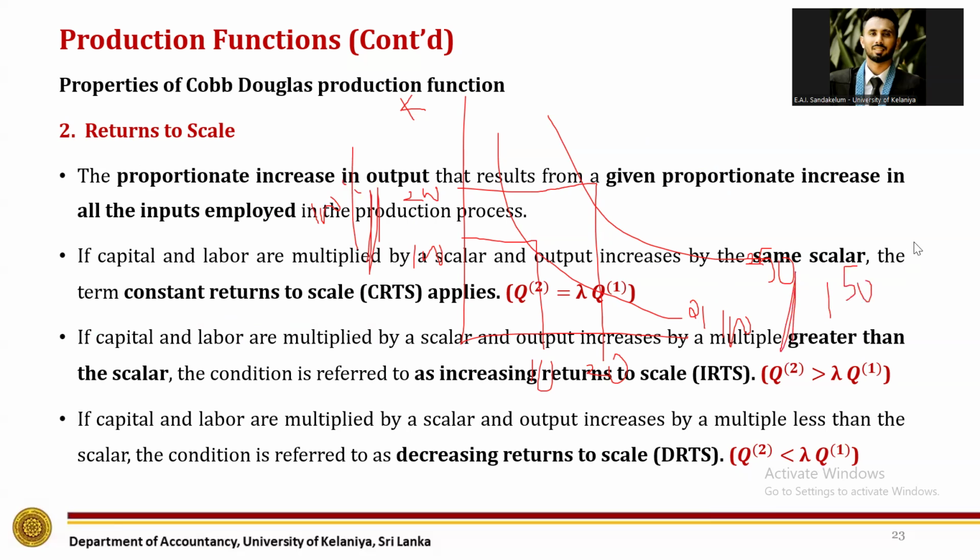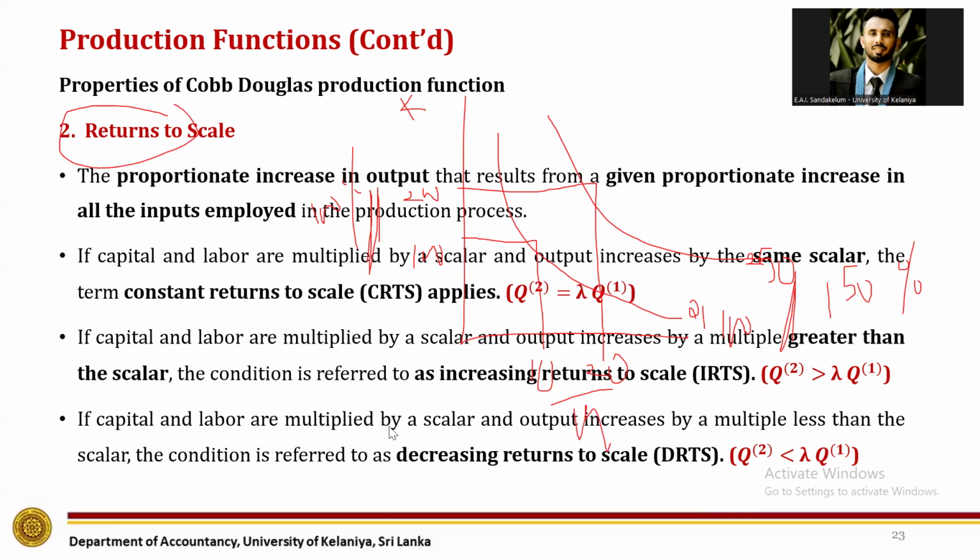So what happened? The change of the output is higher than the change of the inputs. Relating to returns to scale, we call this situation IRTS. IRTS means increasing returns: after making the adjustment to the inputs, there is a more positive impact on your outputs.